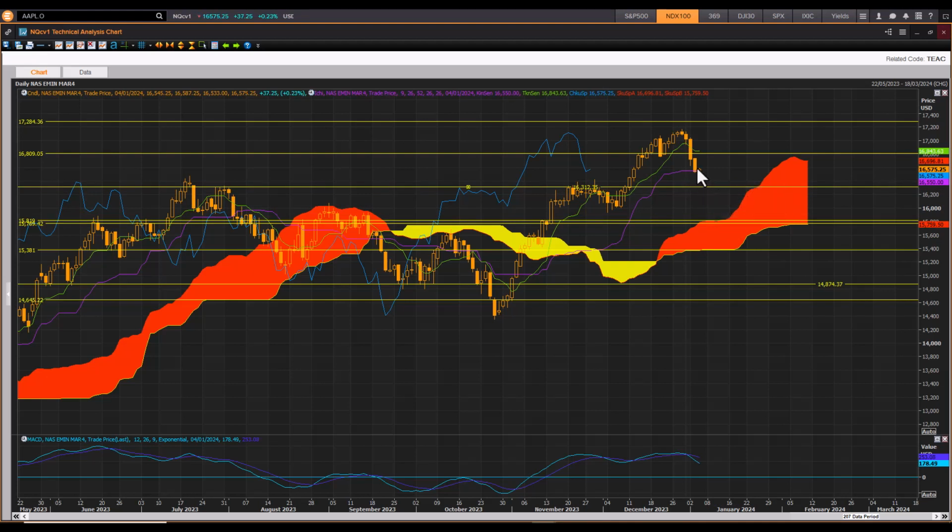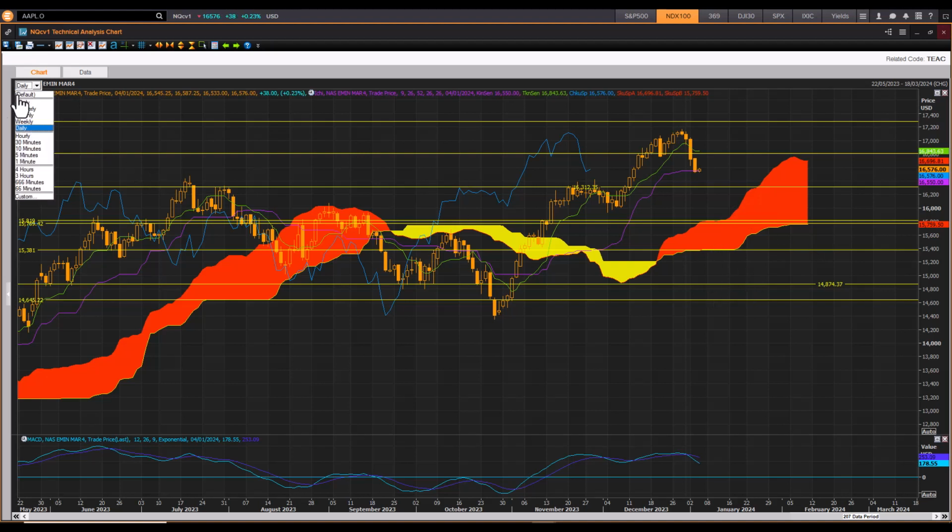If support fails, we're going to dip back down to the 16,300 zone basically, and if support fails at that level, we're going to be hitting the top end of the cloud for support. So that's the major support zone for the next couple of weeks, the front end of the cloud. Price action still above the cloud, that's bullish from an Ichimoku cloud chart perspective. Price action below the cloud would ultimately be bearish.